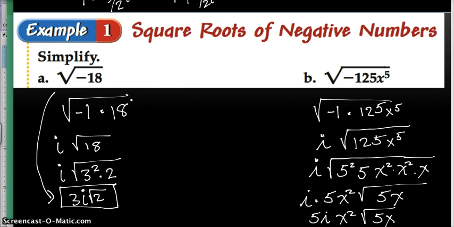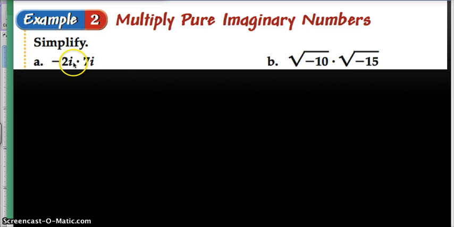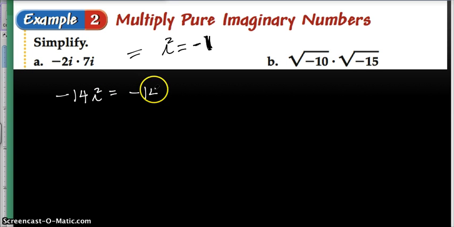Let's try example 2. Here in example 2, we are multiplying i. Now, if you remember when we discussed this before, we know that i to the 2nd power is defined as -1. So let's keep that in mind when we're trying these problems out. So what I have here is -2i times 7i. -2 times 7, we know to be -14. i squared, we just defined it as -1. So I could actually write this as -14 times -1, which we know to be +14. And that's the end of that problem.